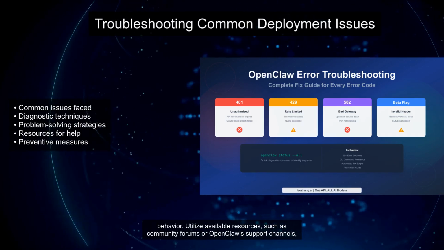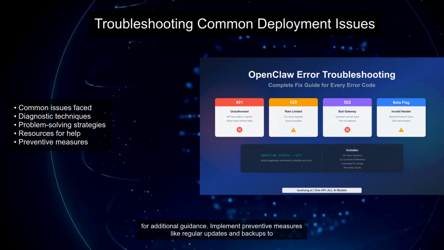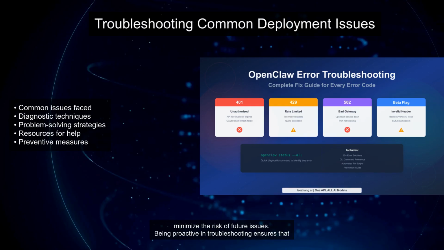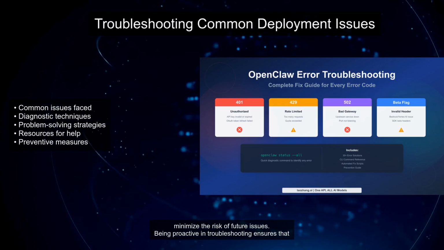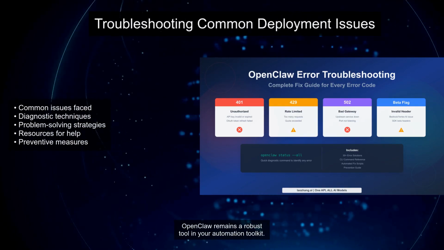Utilize available resources, such as community forums or OpenClaw support channels, for additional guidance. Implement preventive measures like regular updates and backups to minimize the risk of future issues. Being proactive in troubleshooting ensures that OpenClaw remains a robust tool in your automation toolkit.